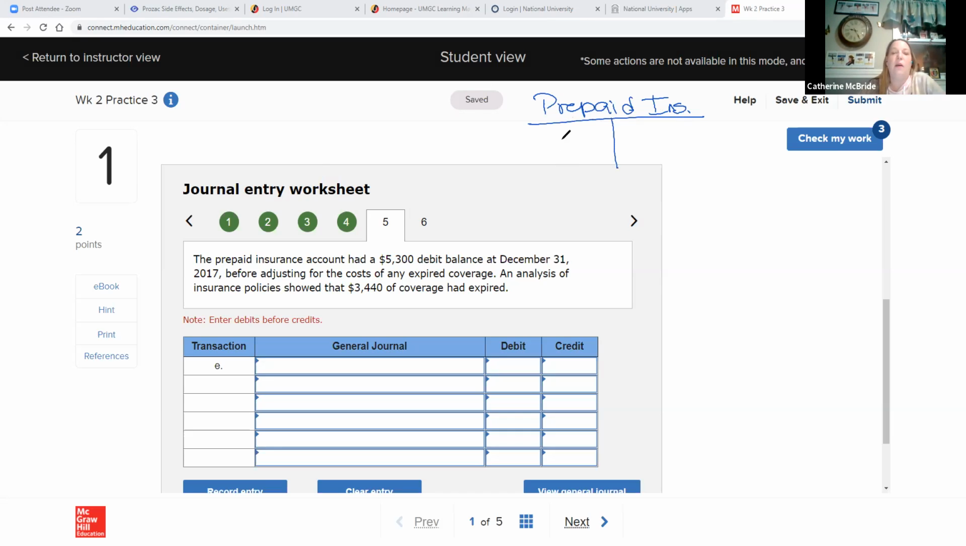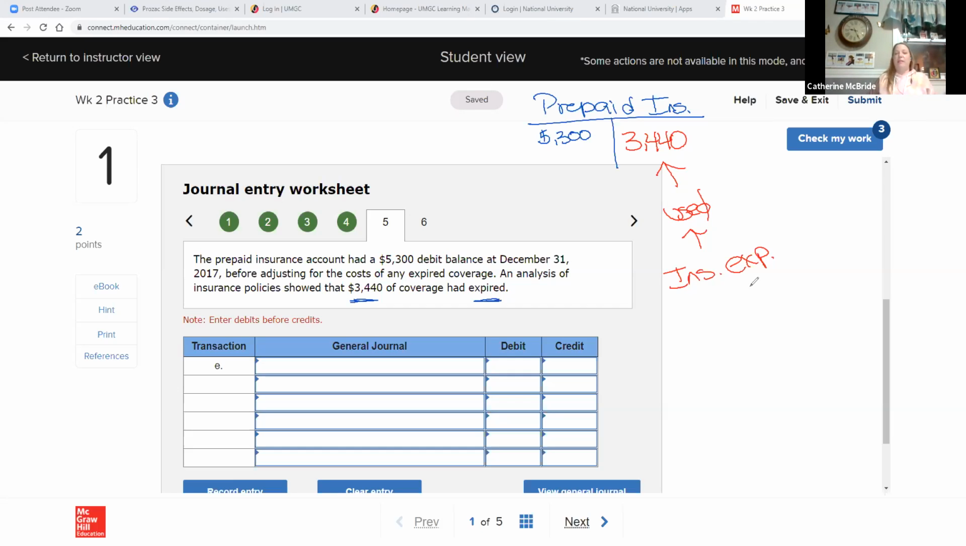The prepaid insurance account had a $5,300 debit balance at December 31st, 2017 before adjusting for the cost of any expired insurance. An analysis of insurance policies showed that 3,440 had expired. Oh, they're going to give us that. They gave us 3,440 was expired. In other words, used. So they actually gave us the amount of the insurance expense.